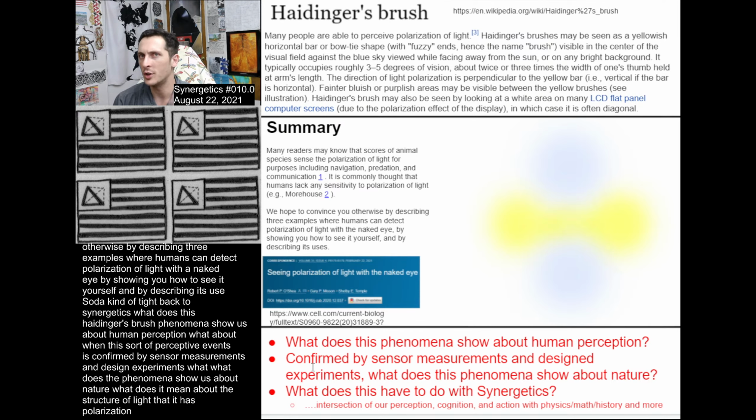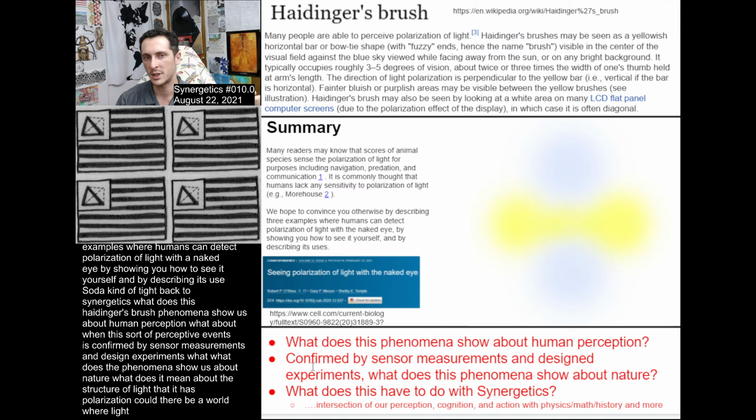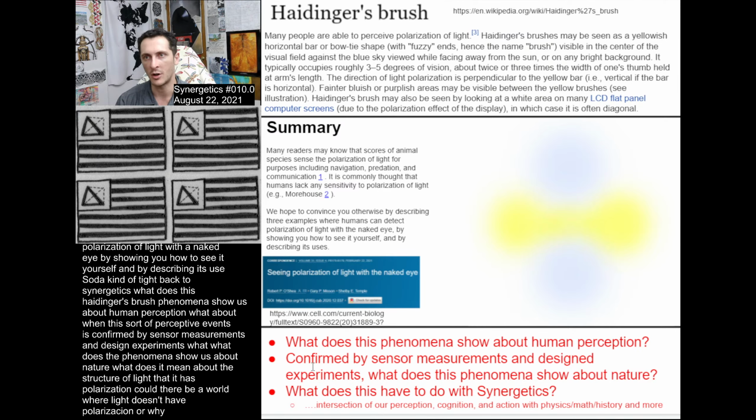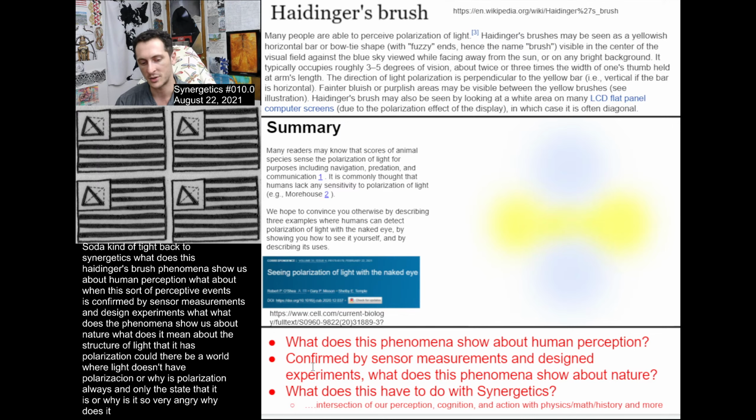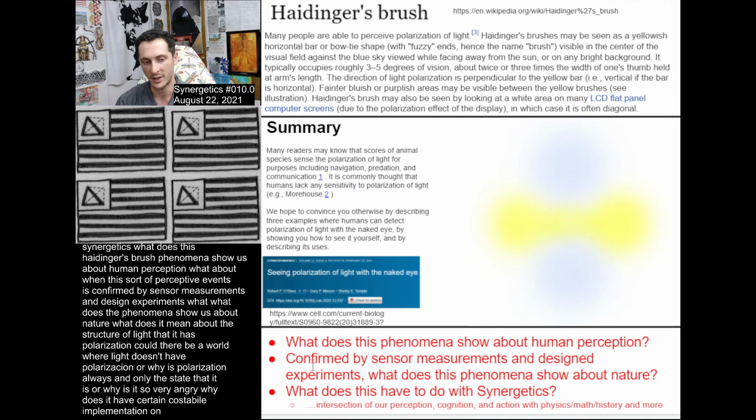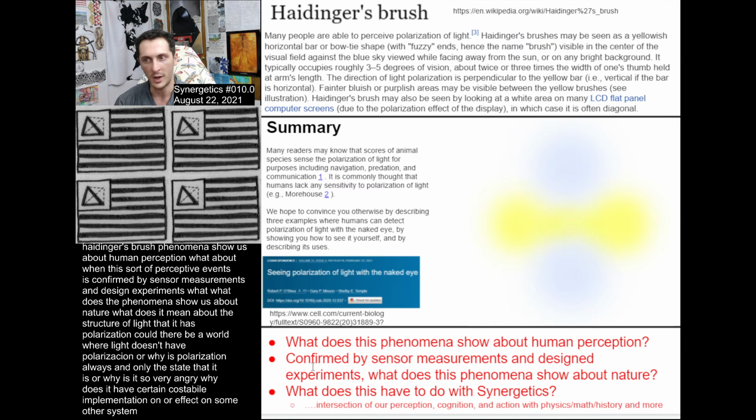Like, could there be a world where light doesn't have polarization? Or why is polarization always in only the states that it is? Or why is it co-varying? Or why does it have certain causal implementation on, or effect on, some other system? Are there only 2 ways it can be polarized?